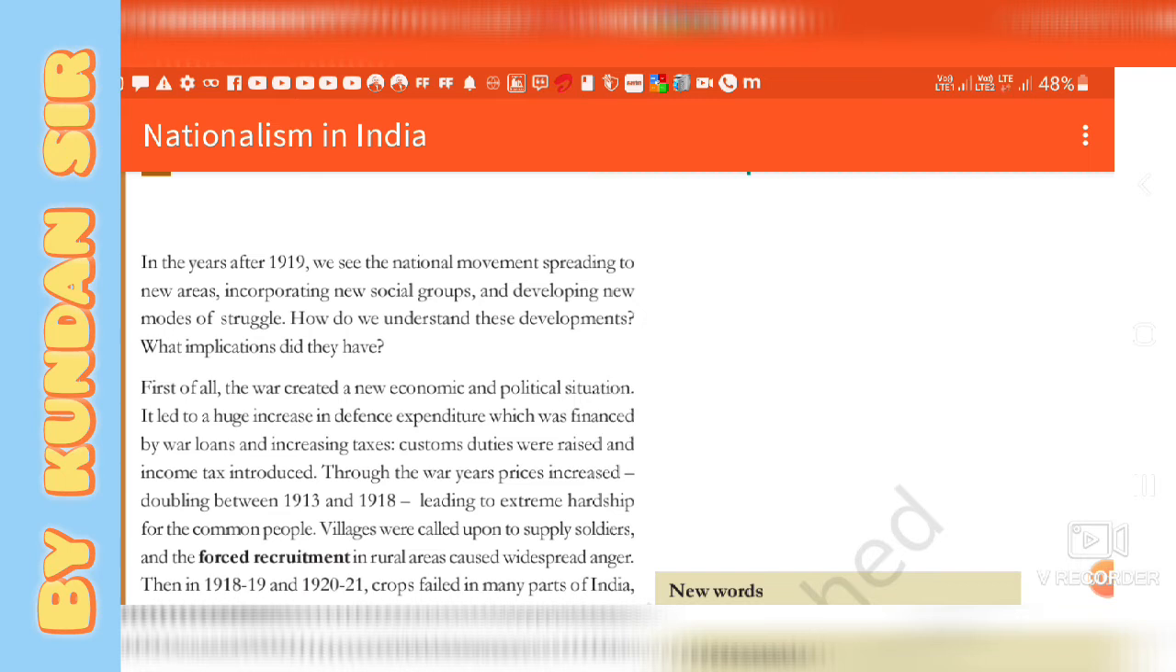Let's begin. First of all, I would like to discuss the heading of the chapter, as you know, Nationalism in India. What exactly is nationalism? Nationalism means the feeling of devotion and patriotism of one towards one's country.